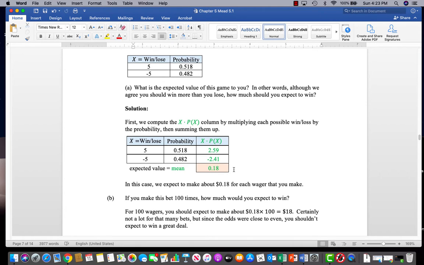That's not a lot, but what does it mean? Well, it means that we expect to make about 18 cents for each wager that you make. So if you bet a lot of people, you'll make about 18 cents per bet. So that's actually a pretty good deal, and that's the way casinos work.